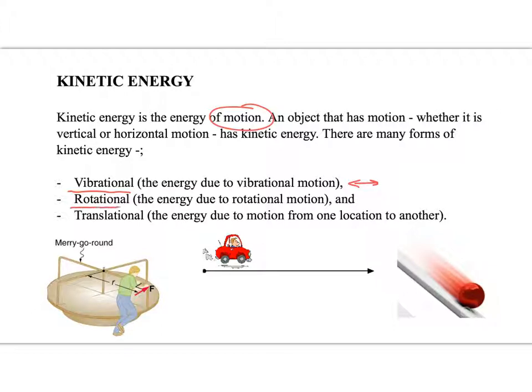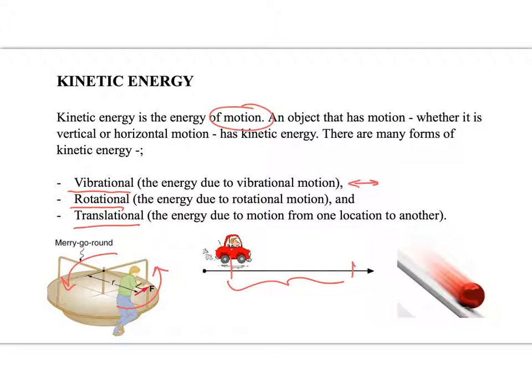Rotational kinetic energy is the energy due to rotational motion or circular motion. Here, a man is turning a merry-go-round, so this type of motion is rotation, and we are concerned with rotational kinetic energy. And the translational kinetic energy is the energy due to motion from one location to another. So this car has translational kinetic energy.